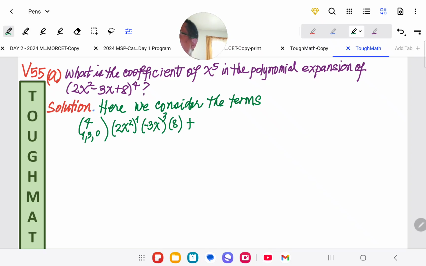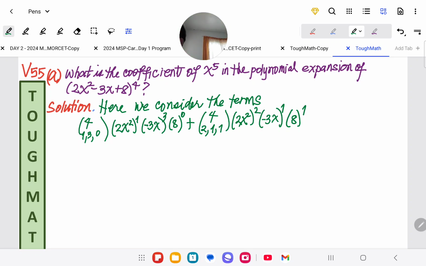And then the other term is 4 taken 2 and then 1 and then 1, where 2 is for 2x squared, because 2x squared becomes 4x to the fourth, and then the 1 is for negative 3x. Okay, so this is 3x to the 1, and then the other one is for 8. By the way, this one is 0.